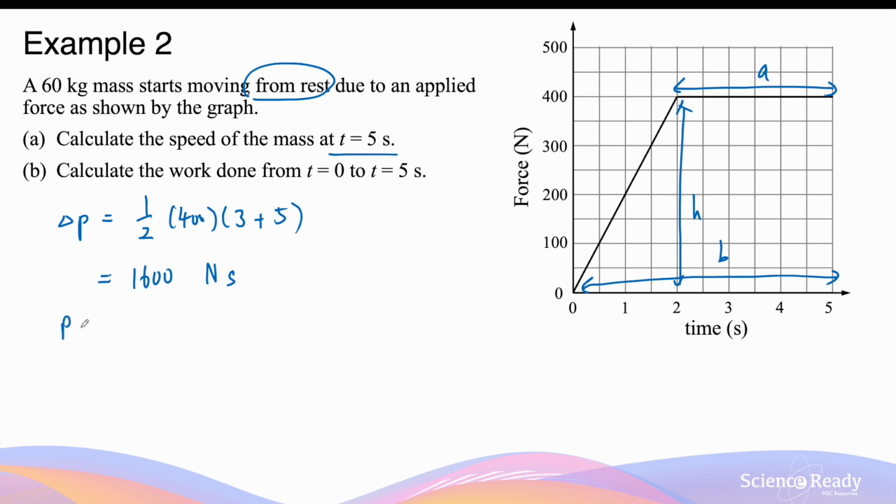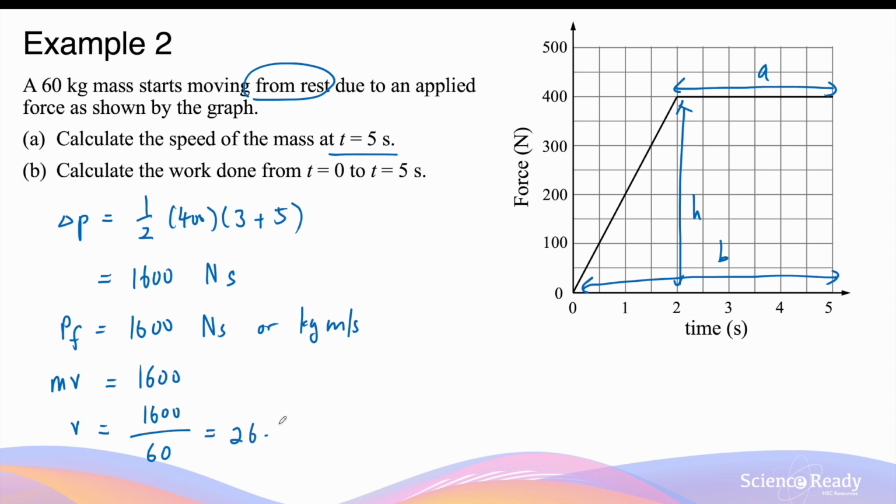So that means the final momentum of the mass is 1600 newton seconds, or you can write this as kilograms meters per second. So momentum is equal to mass times by the velocity, so this is equal to 1600. The mass of the object is 60 kilograms, that means the final speed will be 1600 divided by 60 kilograms, and this gives a number of 26.7 meters per second.